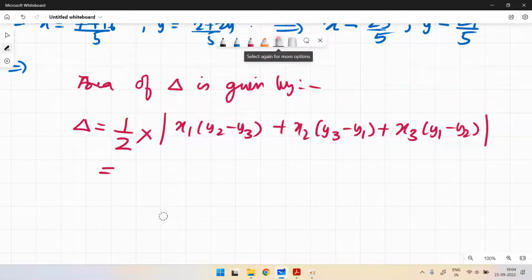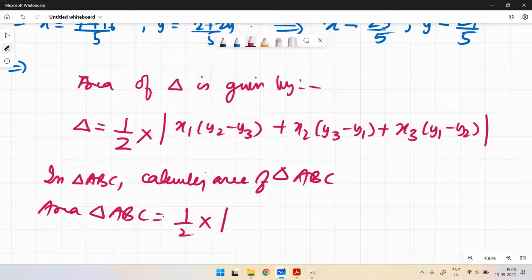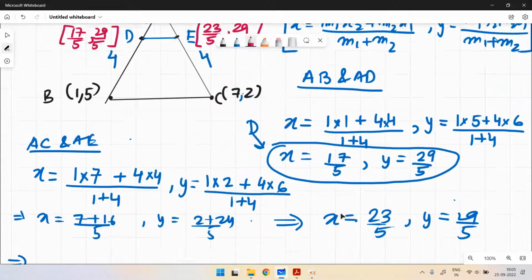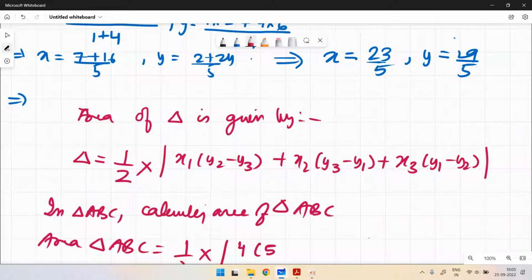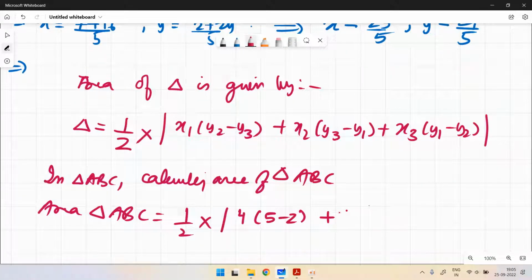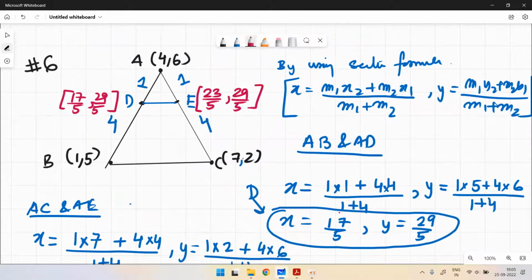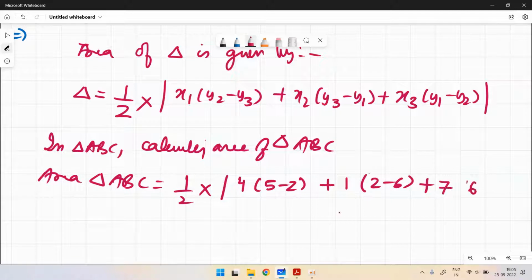Now what we need to find is the area. So in triangle ABC, calculating the area of triangle ABC, the area will be half into what is x1? x1 is given to be 4 comma 4, 5 minus 2, and next is 1, 2 minus 6, plus 1, 2 minus 6, and next is 7, 6 minus 5.